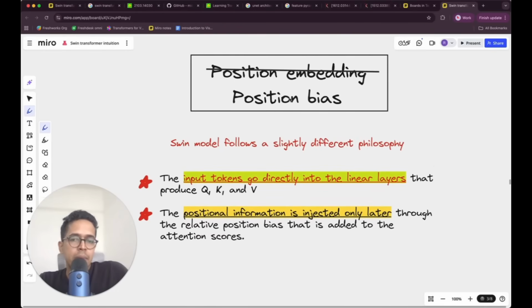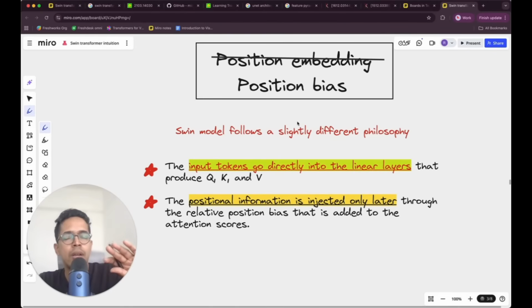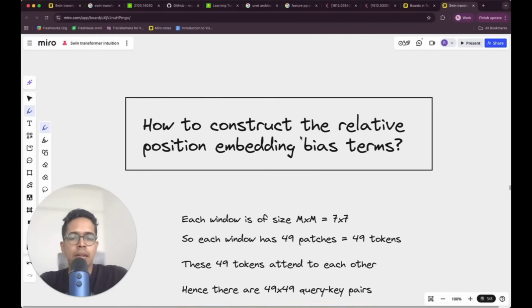It's called position bias and not position embedding, because usually the position embedding information is added directly to the token before the query key value projection. But here position information is injected after calculating query key value, just before calculating the attention scores, right? So that is why the Swin Transformer model does it differently compared to Vision Transformer.